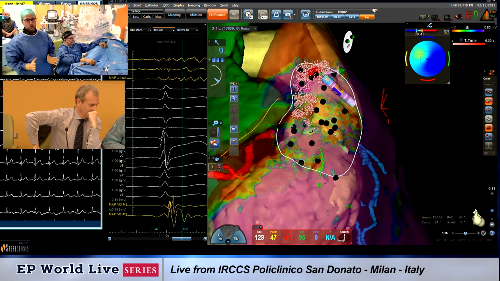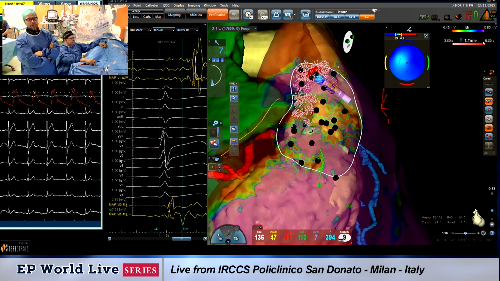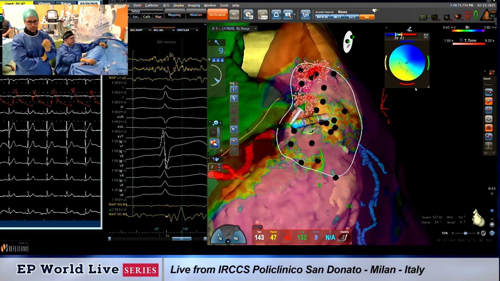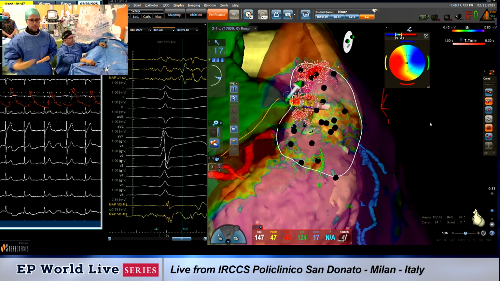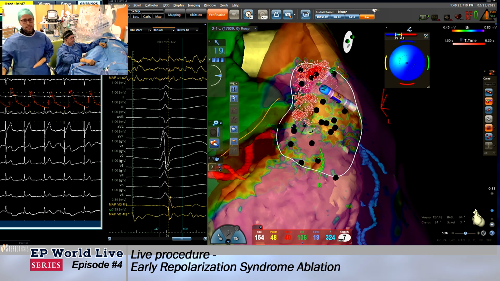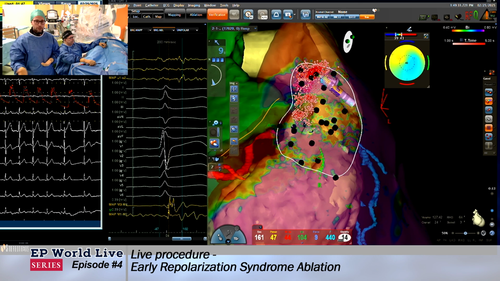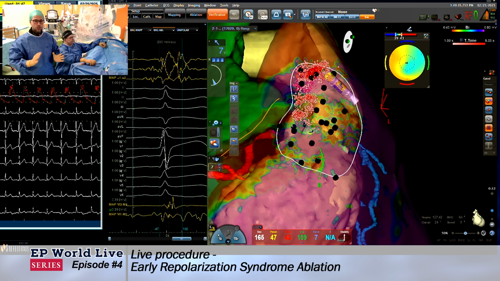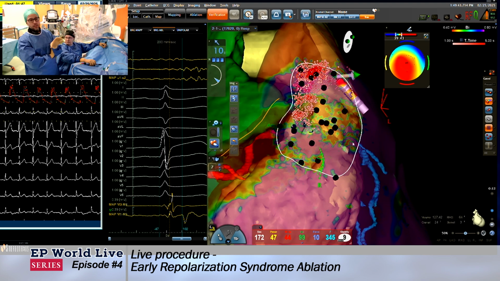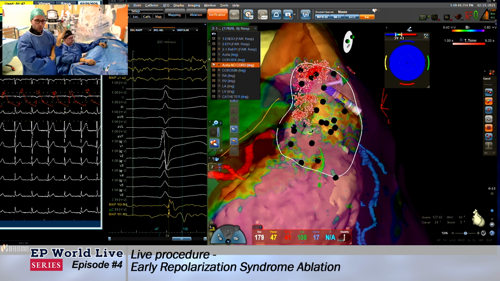Here you have, most importantly, lower voltage, lower than 0.5 millivolts, as you can see by that bipolar map we have shown. The fractionation is tiny, fractionated signals, not as prolonged as the Brugada pattern, and not reaching more than 150 milliseconds in the worst case scenario. This fractionation is characterized by low voltage, frequent multi-peak components, which you always have to compare with the other areas of the ventricle. In fact, if you go in the anterior wall, you see nice tall signals which are completely different from what we are targeting here.